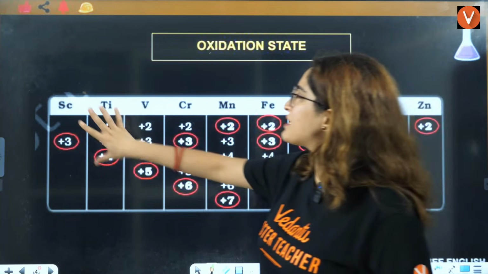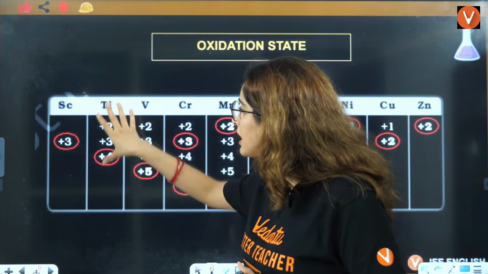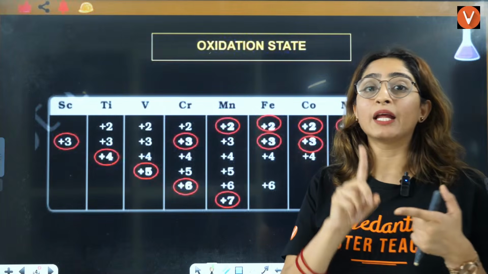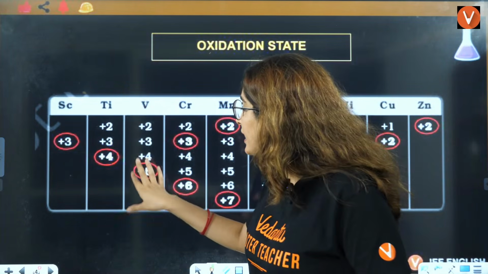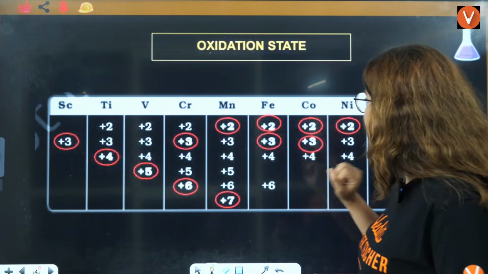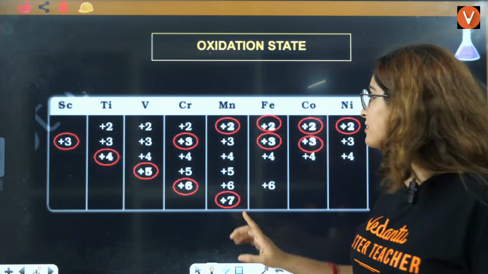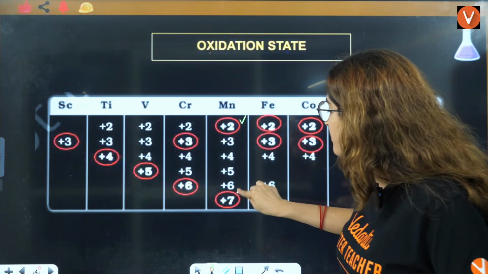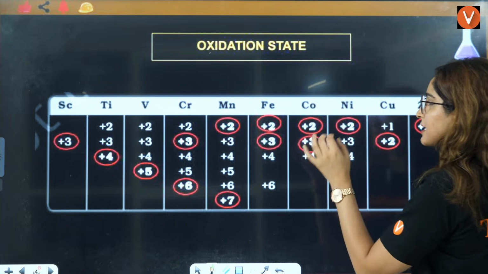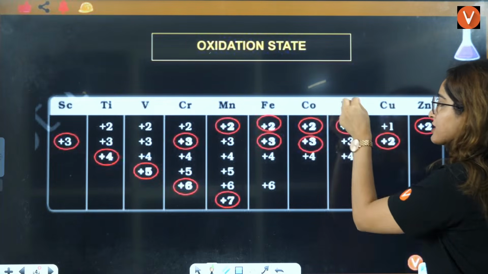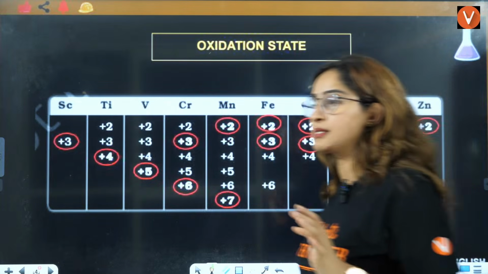So if you see scandium, mostly you will see 3 positive. It is the only oxidation state. For titanium, 4 positive is the maximum stable oxidation state. For vanadium, 5 positive is the maximum stable oxidation state. Then chromium, you have +3 and +6 stable. Manganese +2 and +7 are stable. Iron +2 and +3 are stable. Cobalt +2 and +3 are stable. Nickel +2 is stable. Copper +2 is stable and zinc +2 is stable.